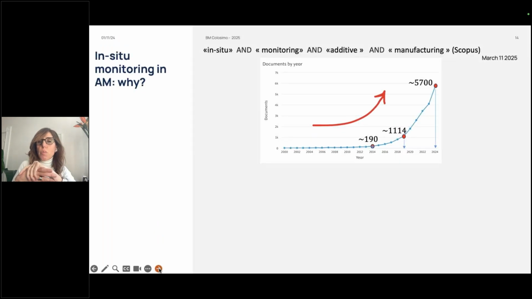So I was just doing the job of looking at the recent literature on in situ monitoring in additive manufacturing. Just looking at the last 10 years, you can see that there's this exponential growth. This is a Scopus plot showing all the papers that have been published recently on in situ monitoring and additive manufacturing.